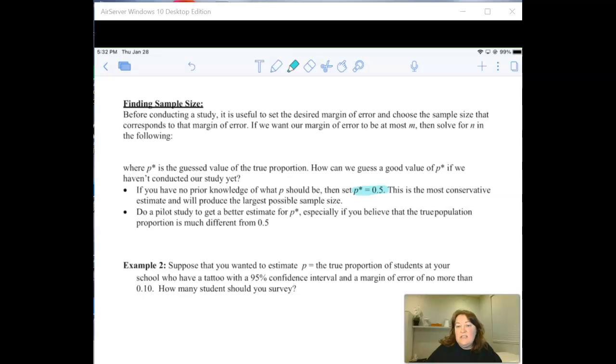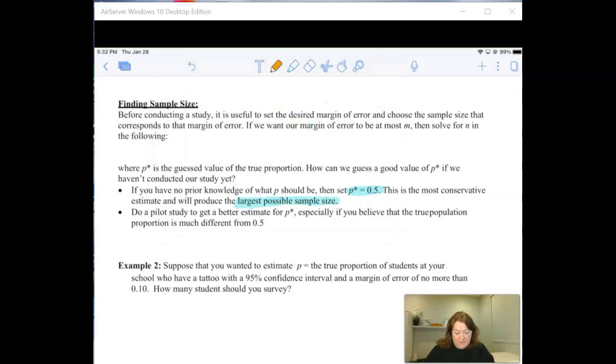Proportion. That's going to give us the largest possible sample size. So it's going to overestimate it for us versus trying something else that might be smaller. Okay, so anytime we don't know what p hat is, we're going to throw in 0.5. All right, so let's show an example where we calculate this one backwards.